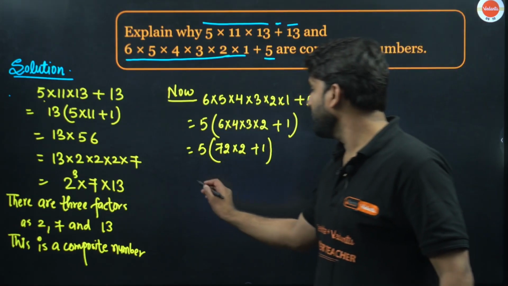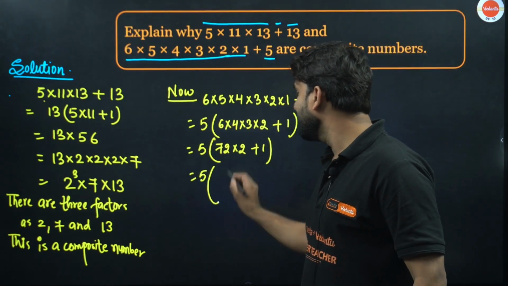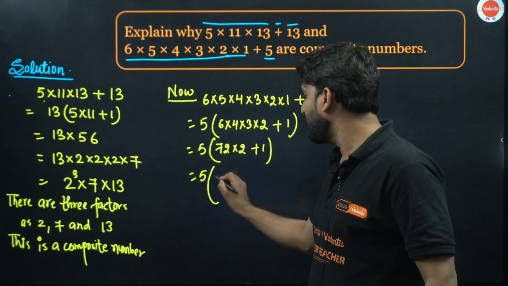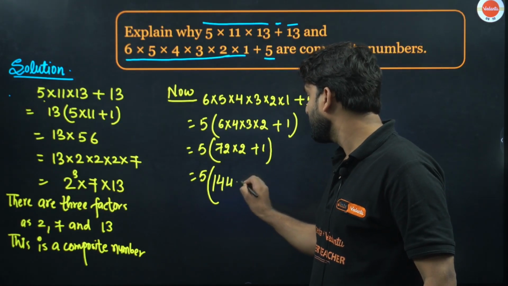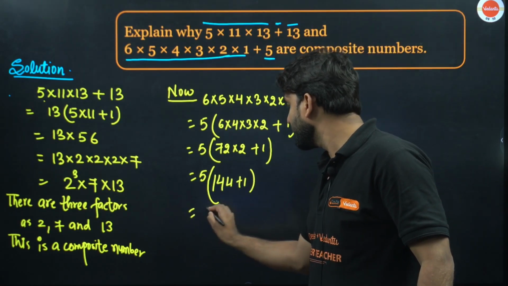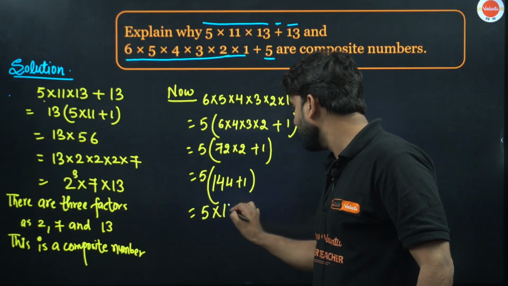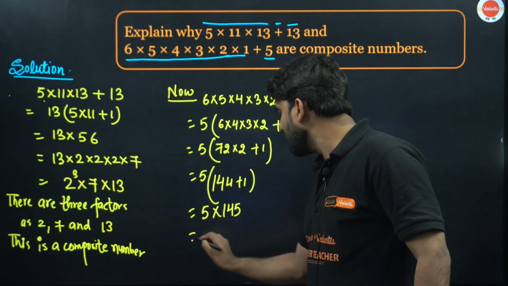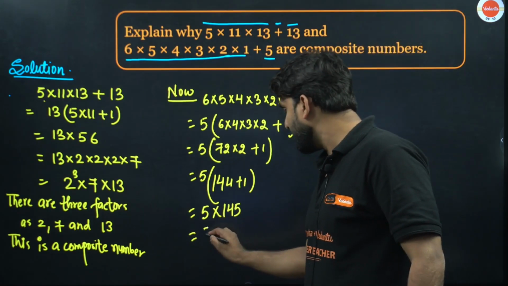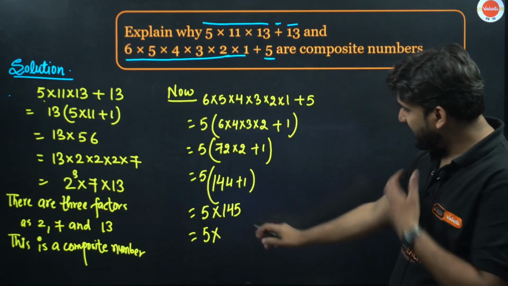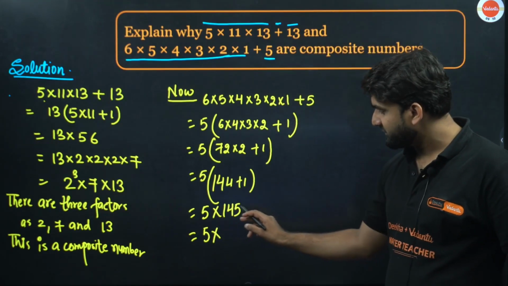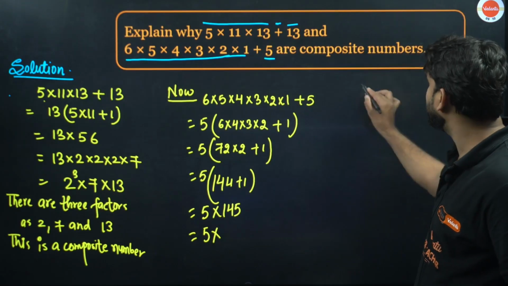Now 72 can be multiplied with 2 easily. So this is 7 to the 14 and 2 to the 4 plus 1. So 5 into 1, 45. And 145 can be written as, this number is ending with 5, so it indicates that this 145 will be divisible by 5. Let's take LCM.